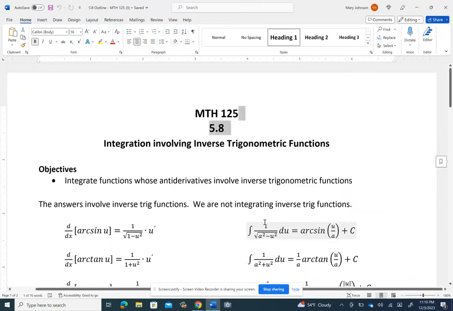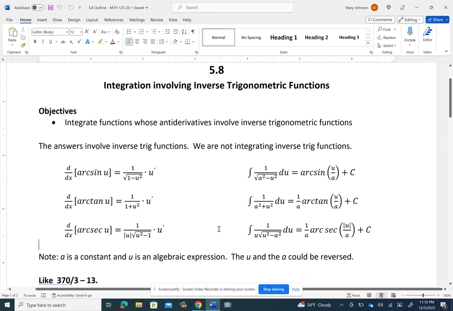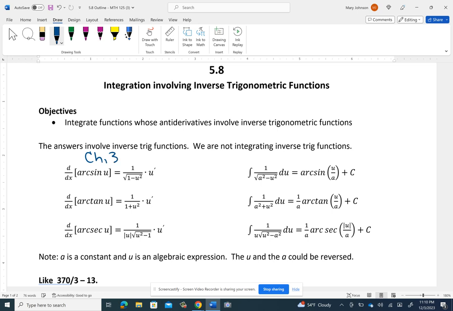All right, so let me go ahead and do a video for you on 5-8, so you have a chance to watch this again as you're trying to do your homework and get ready for the questions that are on the final. All right, you've dealt with inverse trig functions back in chapter 3 when you were doing the derivatives of them.